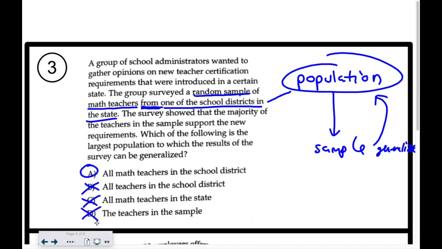So the sample itself would be the answer if it wasn't randomly done. If something's not randomly done, then the information you get from a sample only applies to the sample. So you can only apply it to a population if it's randomly done, and if it is, the population it's taken from is the only thing that you can generalize the results to.